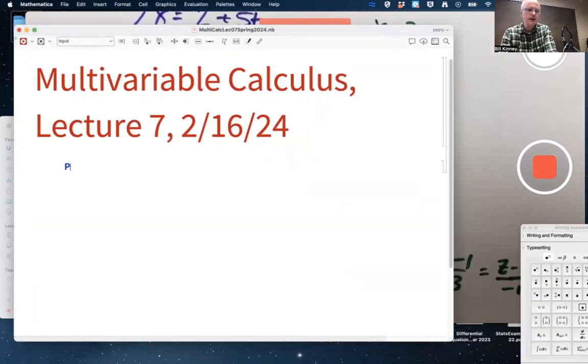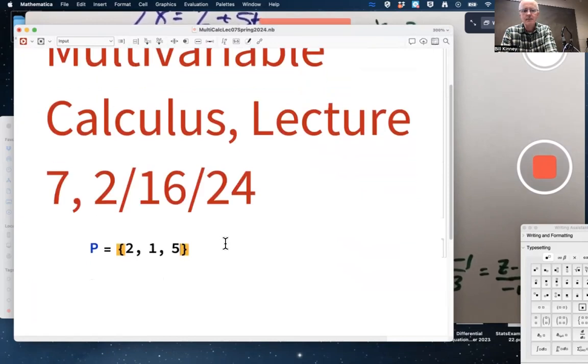So P has coordinates 2, 1, 5. I'll type that in as a list. Lists in Mathematica can be interpreted either as points or as vectors. It depends on how you're using them. But you use curly braces, you don't use parentheses, and you don't use pointing brackets. Semicolons can suppress output, but I also just like separating the equations with semicolons. 7, -2, 4. So there's P and Q.